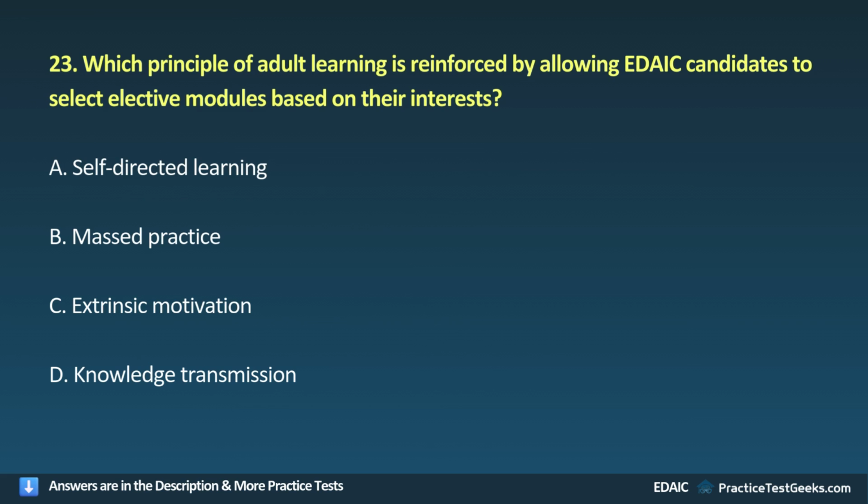23. Which principle of adult learning is reinforced by allowing EDAIC candidates to select elective modules based on their interests? A. Self-directed learning. B. Massed practice. C. Extrinsic motivation. D. Knowledge transmission.